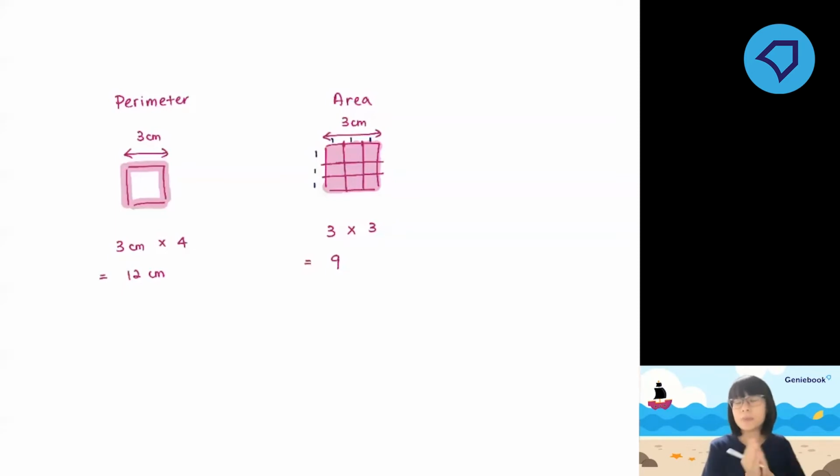Perimeter of a square would be the length multiplied by 4, and then area of a square would be the length multiplied by length. Okay? All right, is that better?